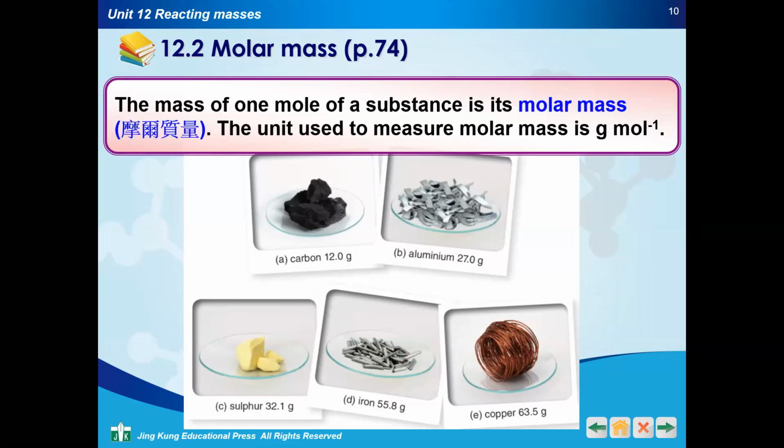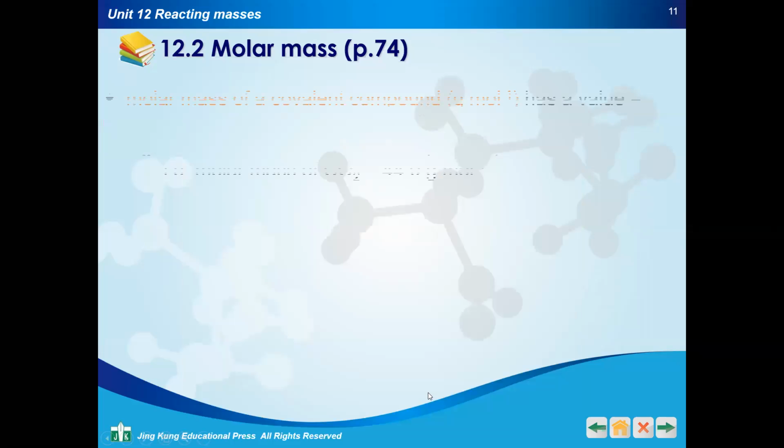So the similar concept applies to molar mass. Different materials will have their different molar mass. Aluminium is 27.0 gram. Iron is 55.8 gram. Simply speaking, I check the periodic table, I use the RAM, I change the unit to gram, and here comes the molar mass, gram per mole. Can you get my point?